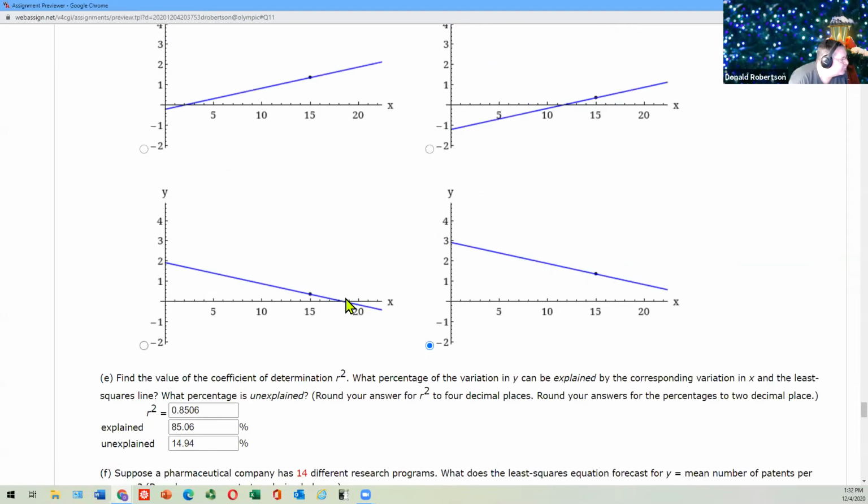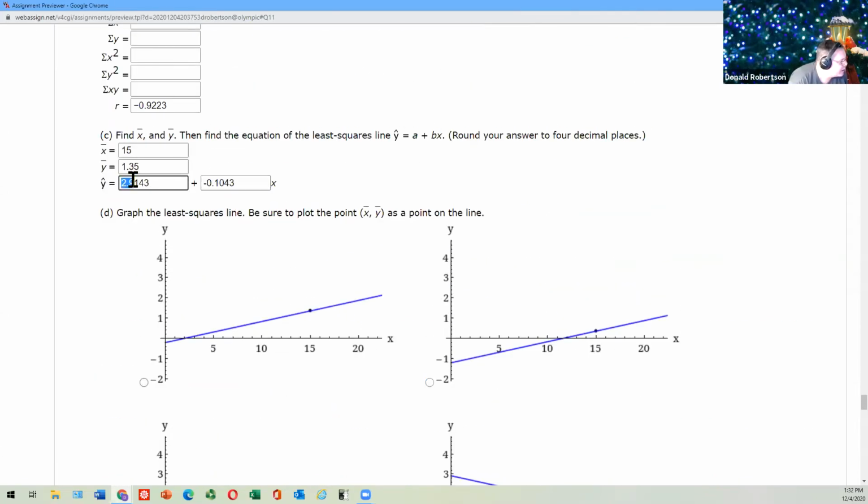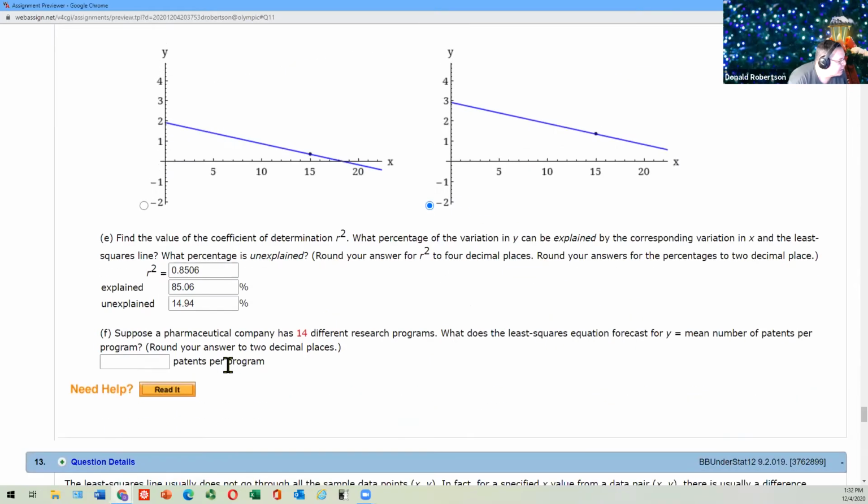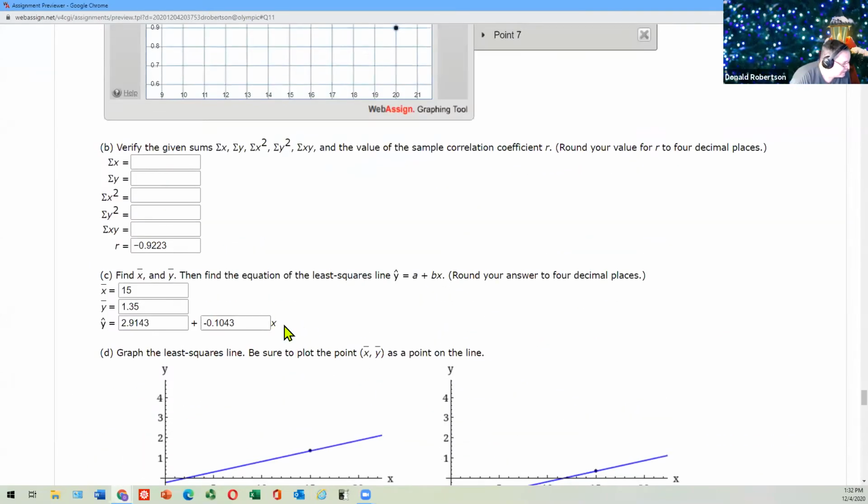Now, there is a little equation up here that I'm going to have to keep. That's this guy here, right? And we're being asked, suppose, now I haven't even looked at the story. So here's the story. Suppose a pharmaceutical company has 14 different research programs. What does the model predict the average number of patients per program? So they have just told me X. They've just told me that guy. So let's find out what the predicted Y is, which is how many patients in each program.